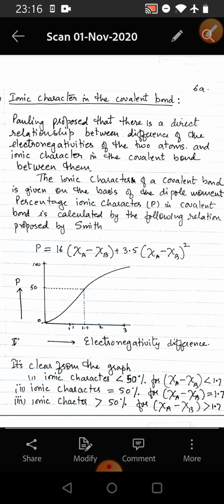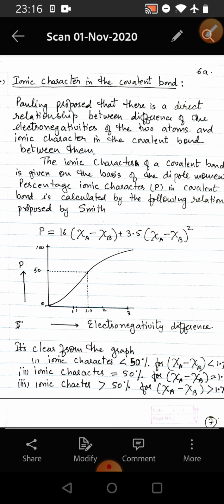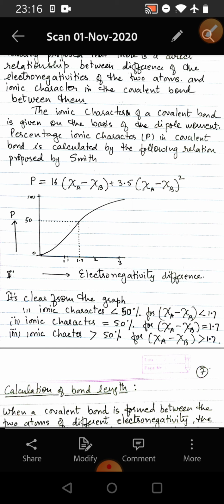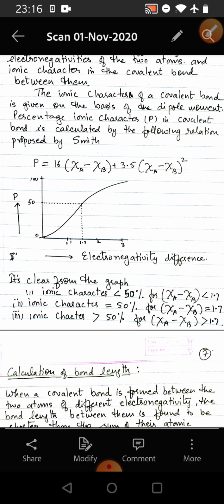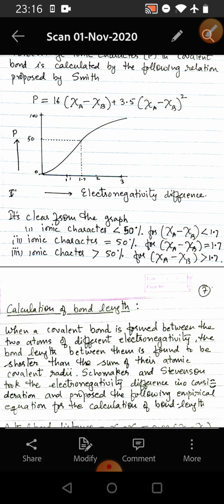Now, we come to the ionic character in the covalent bond. Pauling proposed that there is a direct relationship between the difference of the electronegativities of the two atoms and the ionic character in the covalent bond between them. The ionic character for a covalent bond is given on the basis of the dipole moment. Percentage ionic character P in a covalent bond is calculated by the following relationship as proposed by Smith.